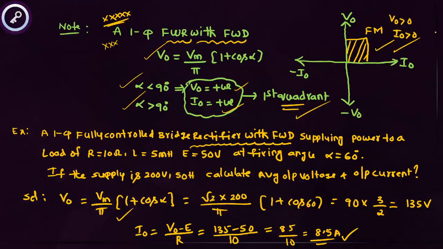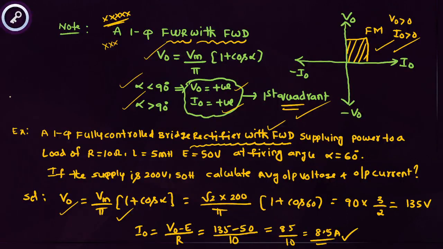Very important, students. The question is asked like this. A full wave rectifier is operating in which quadrant? First and fourth quadrant. That is the two quadrant converter. The same question I am asking like this: full wave rectifier with freewheeling diode. Only first quadrant. This is the question with respect to bridge rectifier with freewheeling diode. You have to answer what is the average output voltage and output current. With freewheeling diode, similar to R load formula.